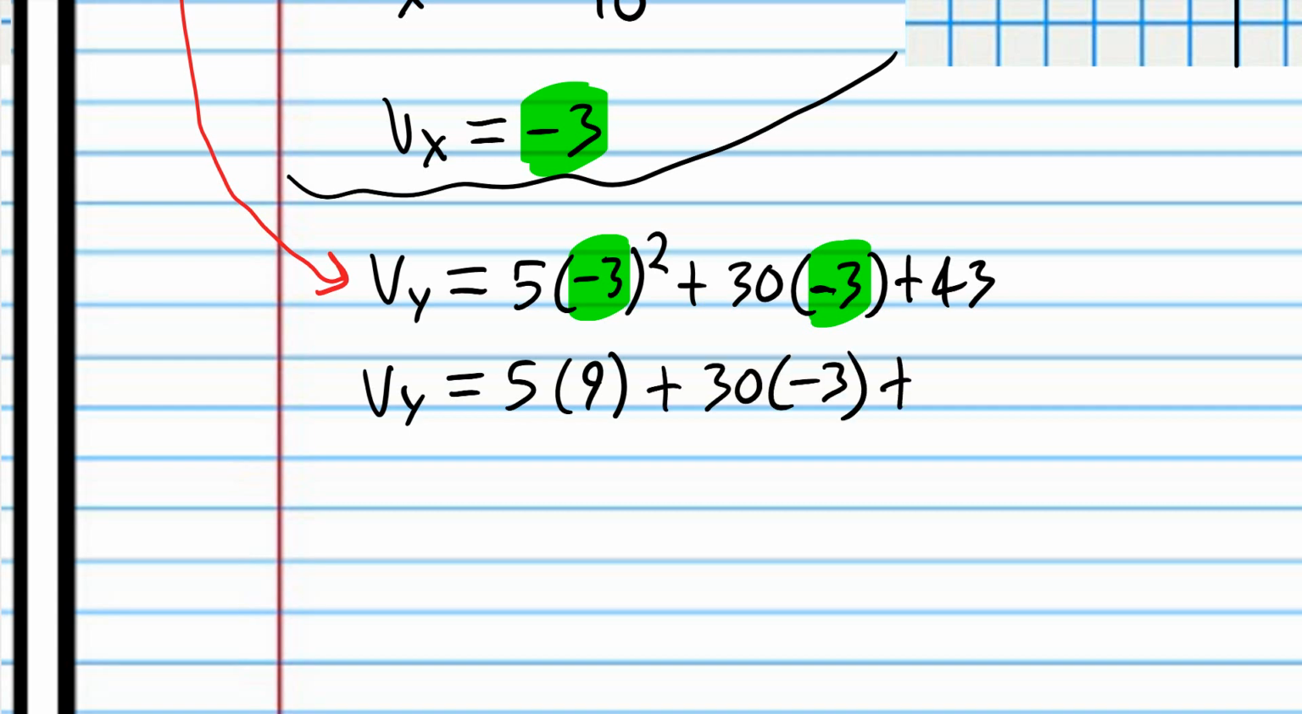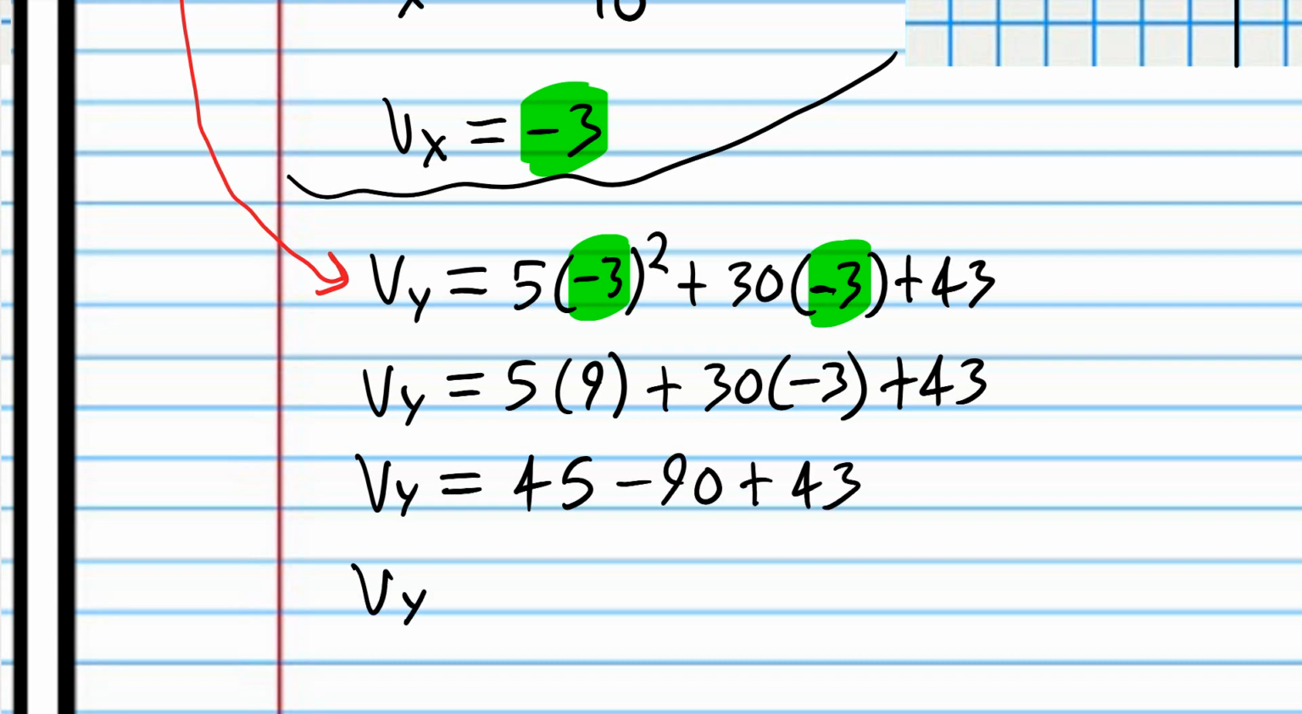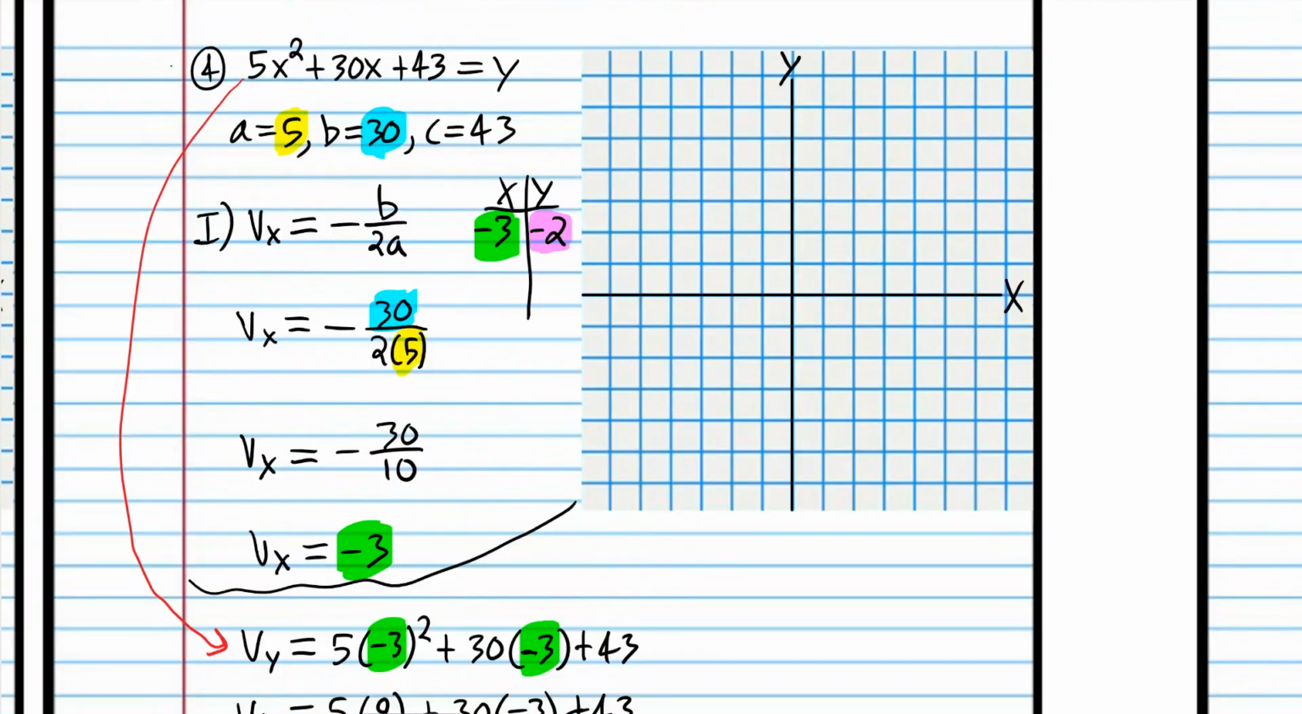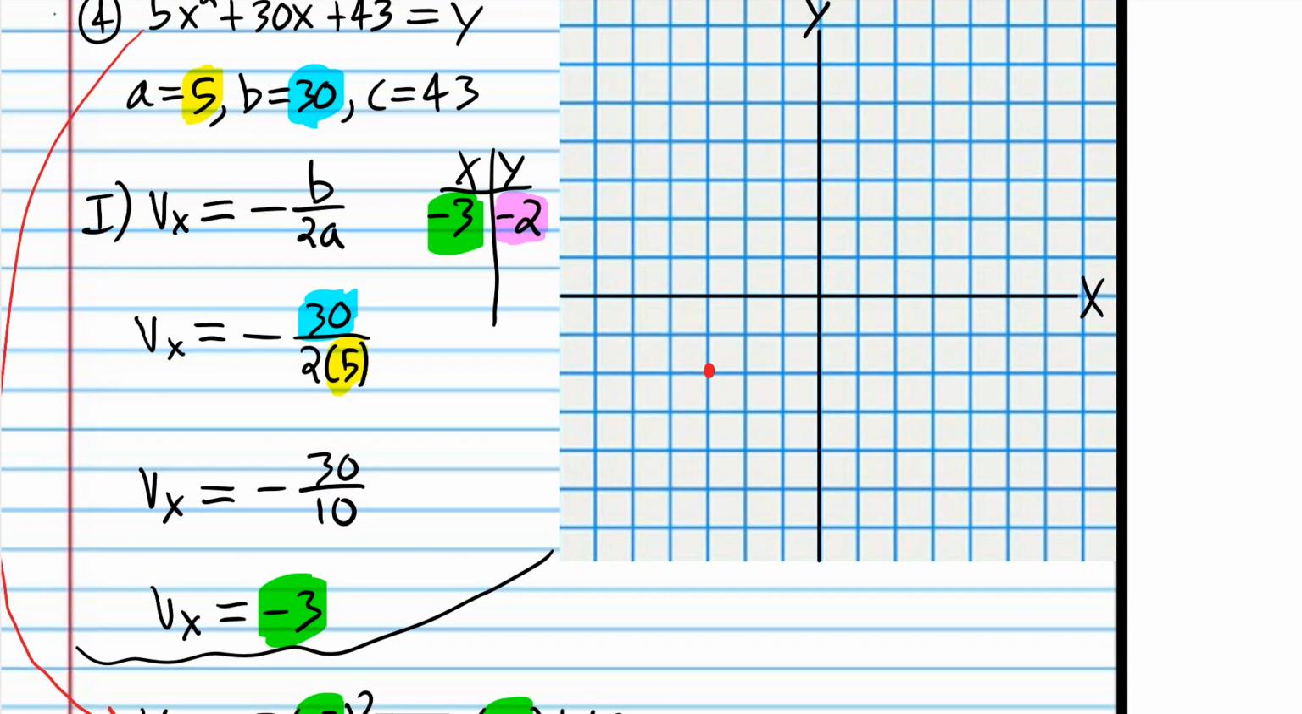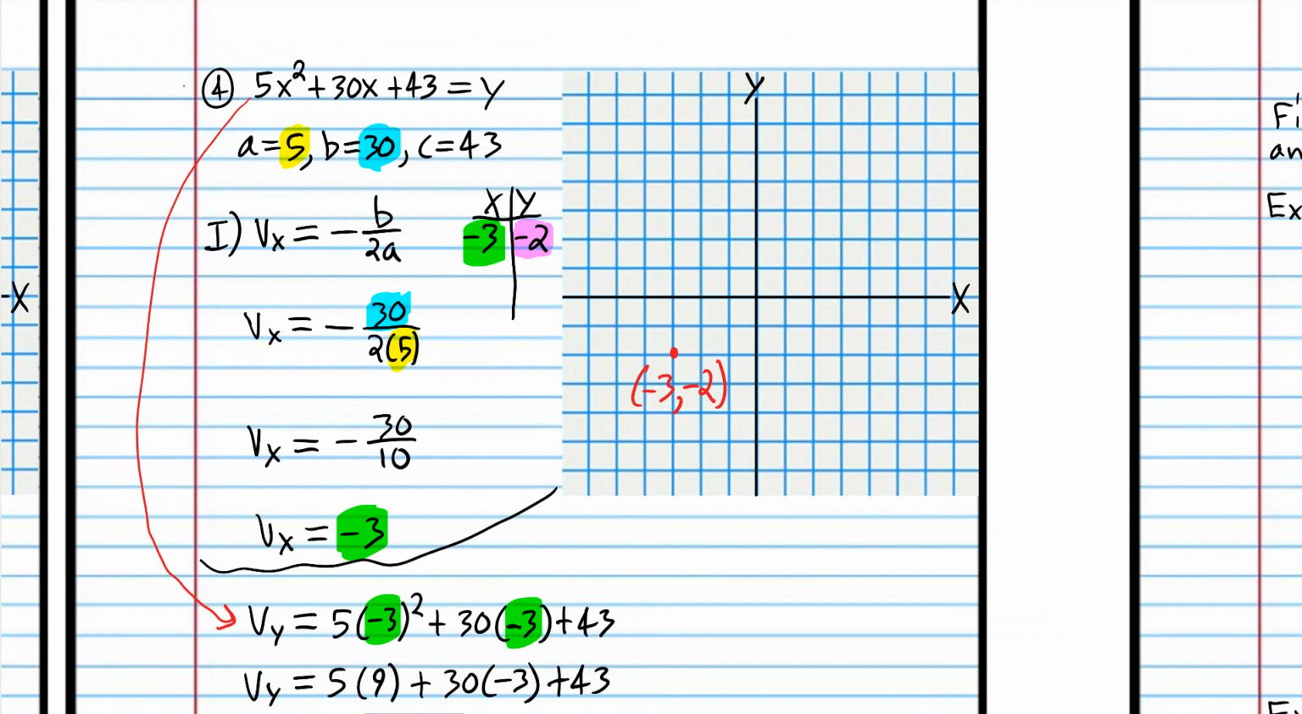And again, you don't have to show these steps for order of operations, but I'm just doing this for your benefit. And we get 45 minus 90 plus 43. And we get negative 45 plus 43, which is negative 2. So let's go ahead and plot that. That would be about there. And we know the parabola goes up, so I can label the points, or label it below the vertex. I want you to label all your points.